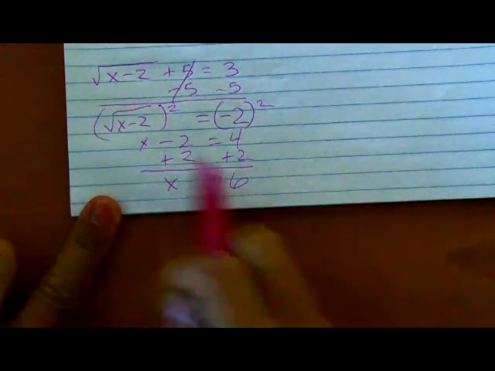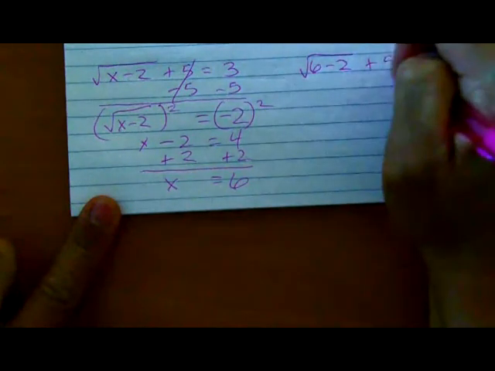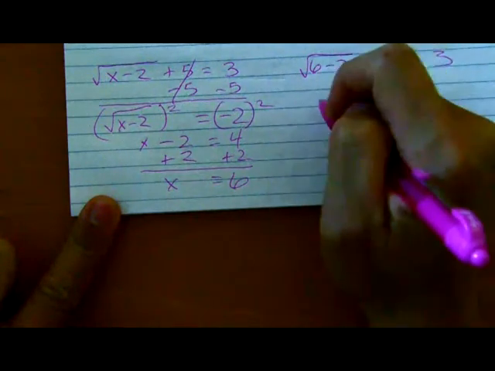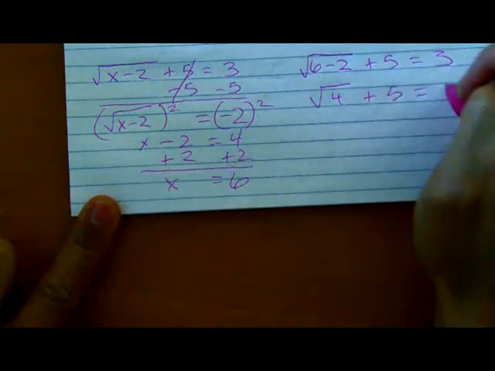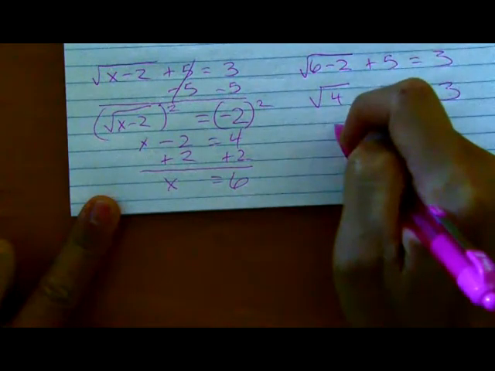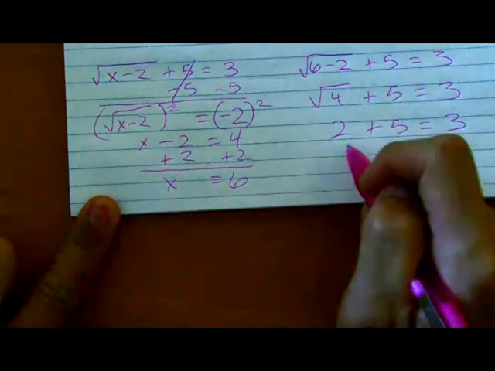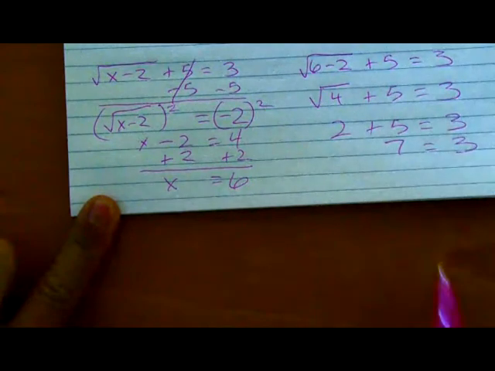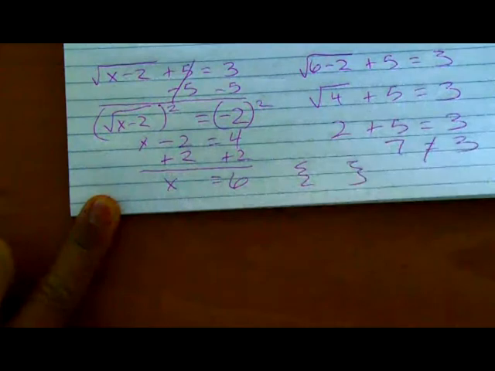So here, let's replace 6 into the problem. The square root of 6 minus 2, or 4, the square root of 4 is 2. 2 plus 5 is 7. That's a false statement. It doesn't work. This one is actually an empty set.